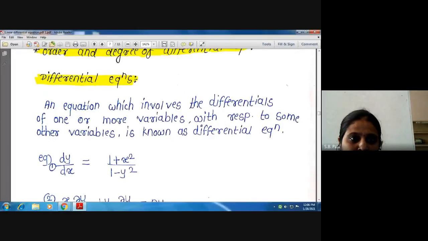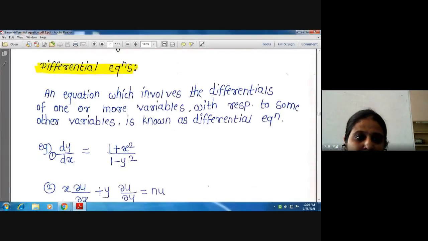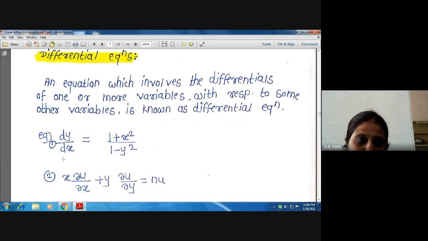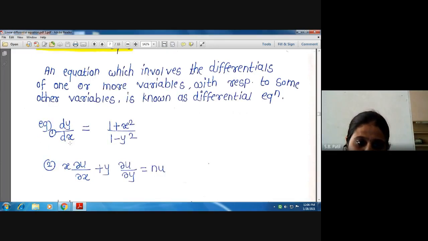A differential equation means an equation which involves the differentials of one or more variables with respect to some other variable. That means the equation which involves the derivatives of one or more variables with respect to some other variable is known as a differential equation. The first example is dy/dx = (1 + x²)/(1 - y²).